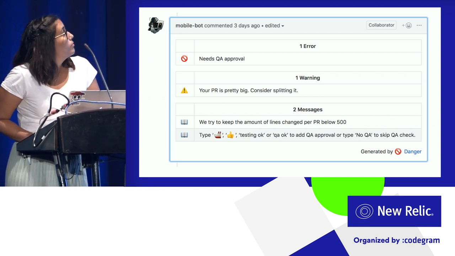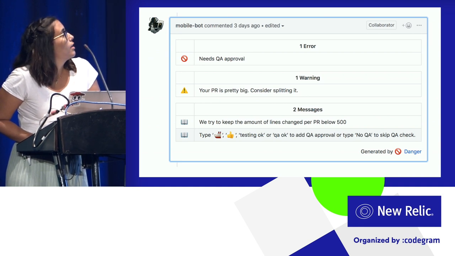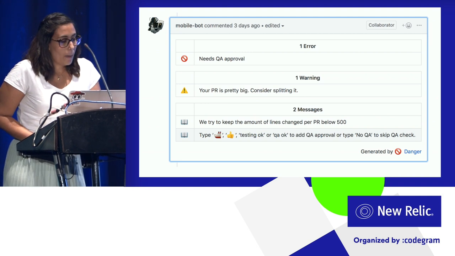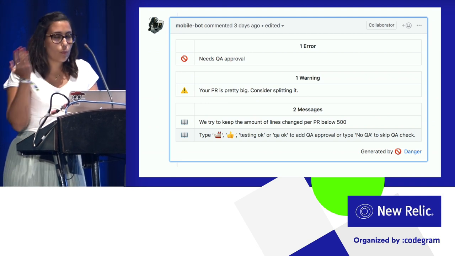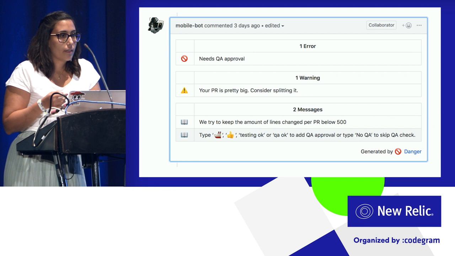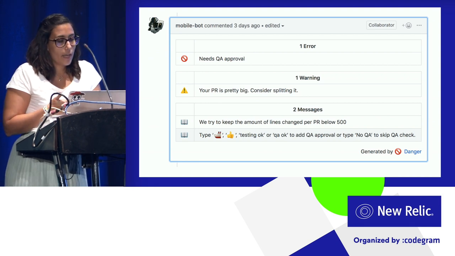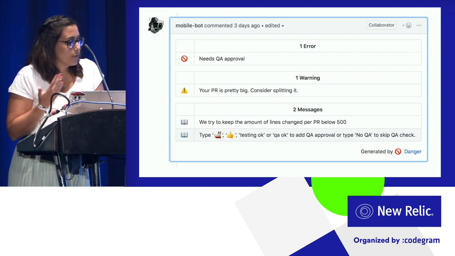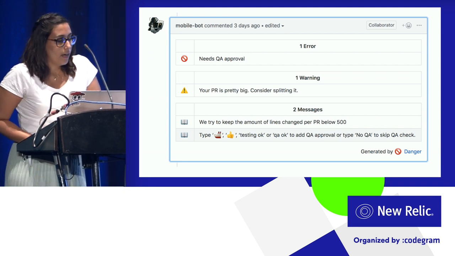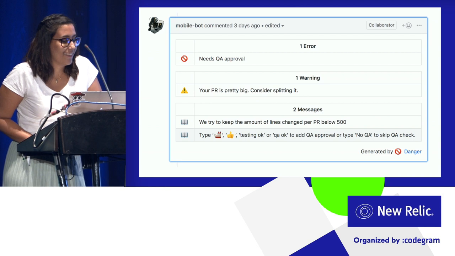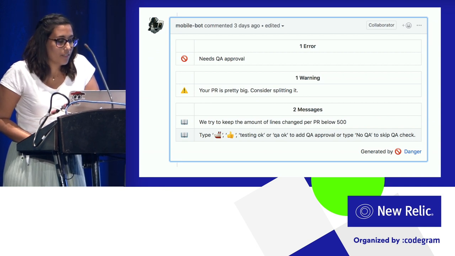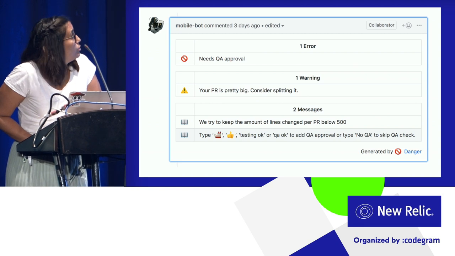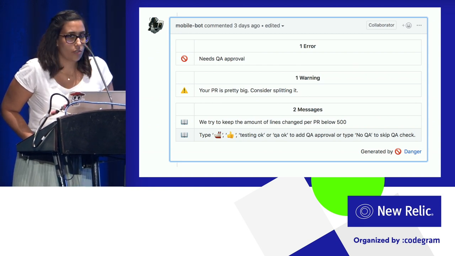So the first thing that it usually does is say that this pull request needs QA approval. When we have a pull request, we QA it, and then we have to let Danger know that this has been QAed and can be shipped, so we type QA OK or testing OK or something like that. Another thing is that the pull request needs to be below 500 lines. I didn't do that, but it's just a warning.